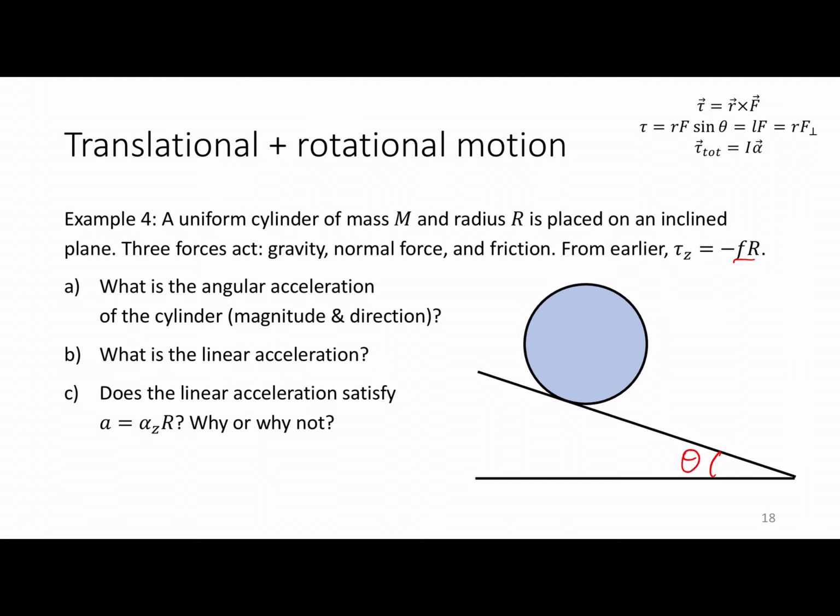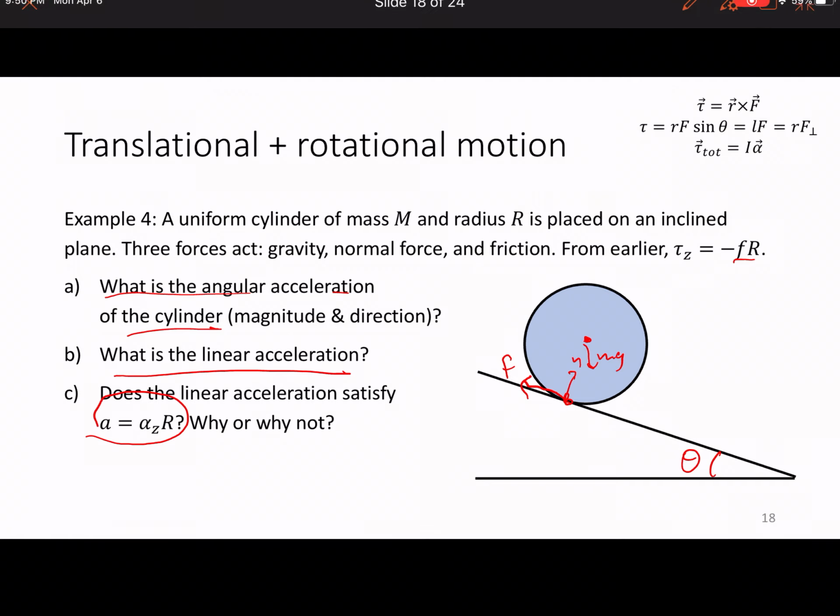So go back to our free body diagram, which had gravity pointing straight down, a normal force pointing up like so, and friction pointing up the incline. And what I want you to do is take a few minutes and figure out what's the angular acceleration of the cylinder, what's the linear acceleration, and at the end of the day, I want you to ask, is a equal to alpha times R?